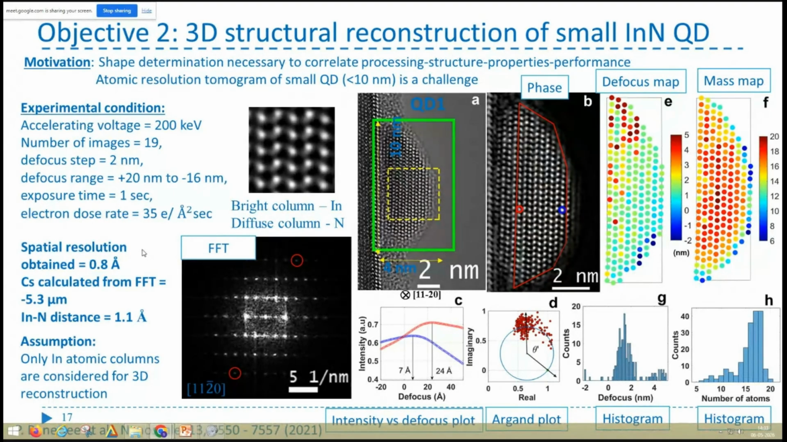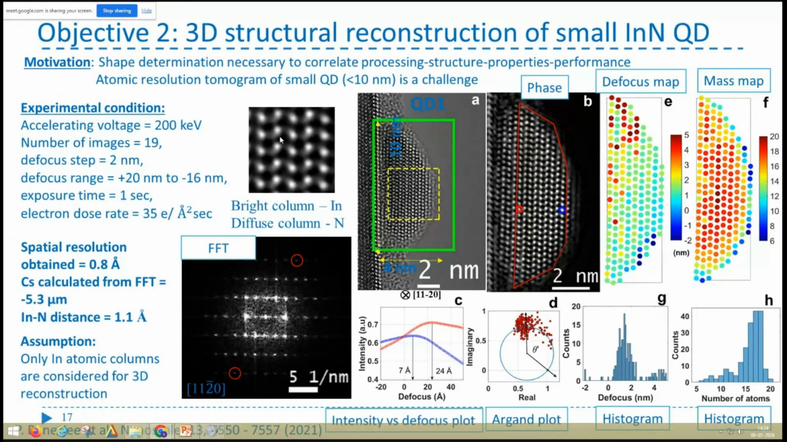So atomic columns are bright, and the gap between the atomic columns is dark, which is different in a non CS corrected machine, an objective lens CS corrected machine, because there, if you see the contrast transfer function, atomic columns are dark, and the gap between the atomic columns is bright. Okay, so this was done purposefully, because then we can see atomic columns. So it's very easy to find where we should focus. That's why. So this is the experimental condition.